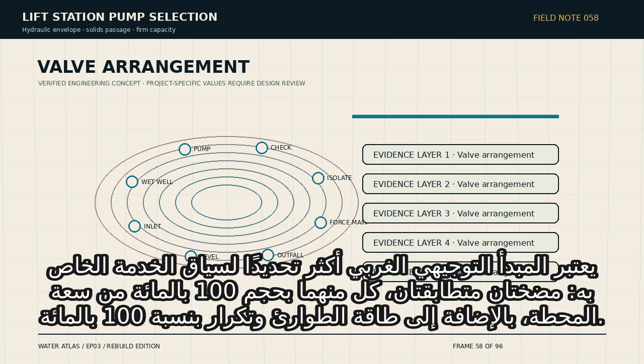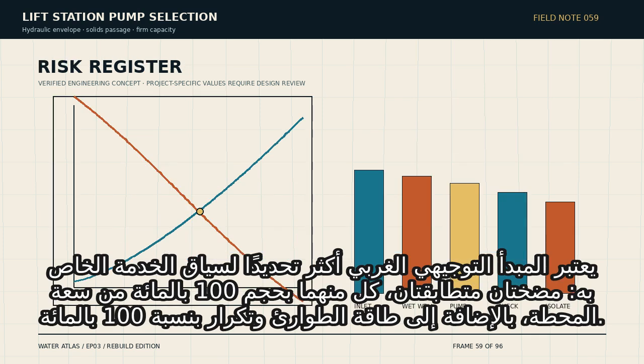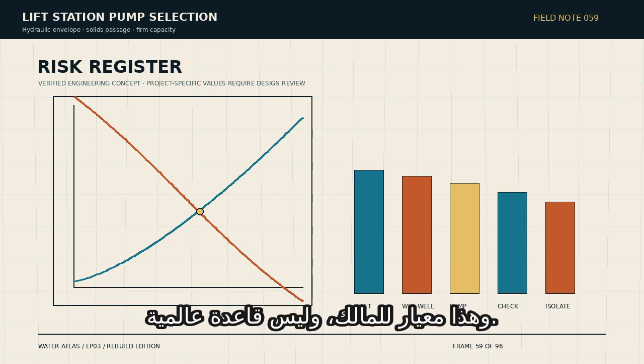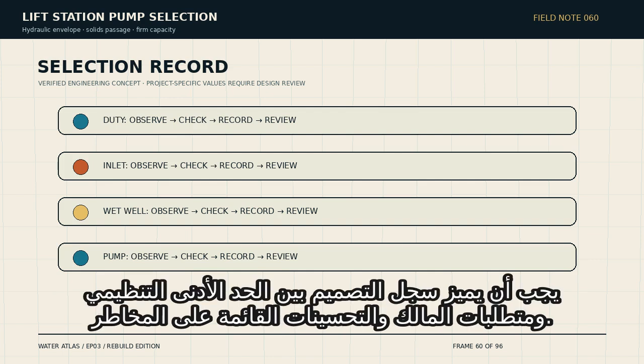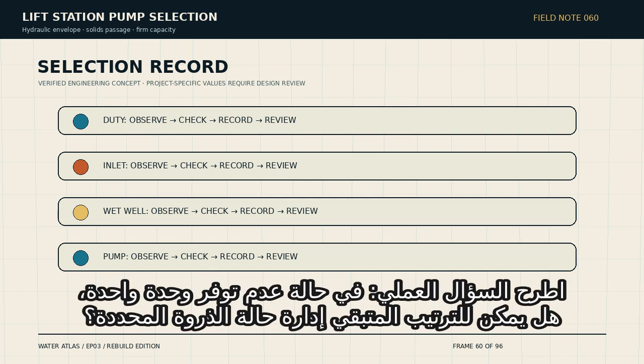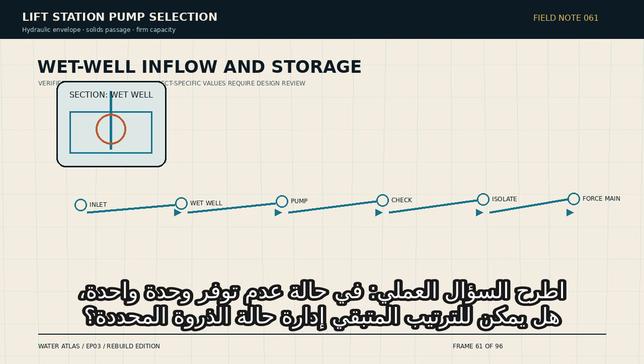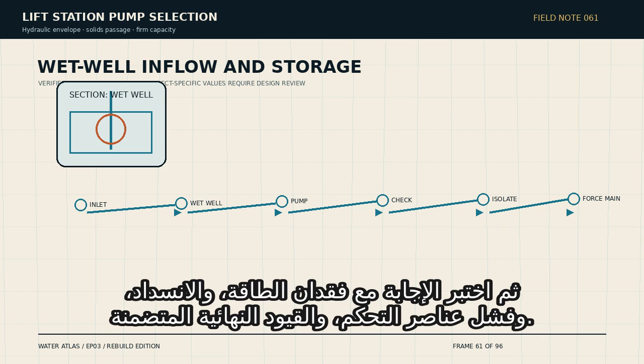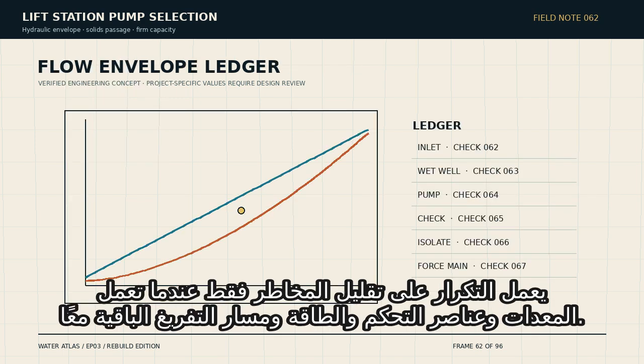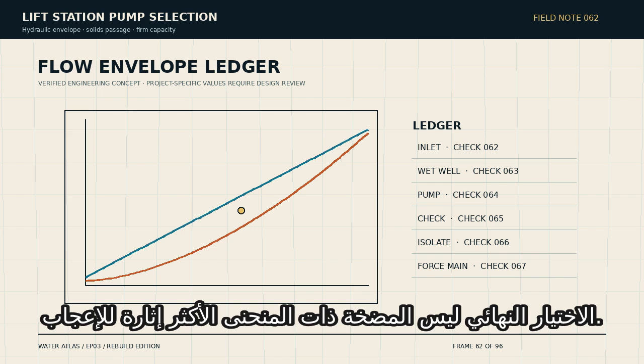The design record should distinguish regulatory minimums, owner requirements, and risk-based enhancements. Ask the practical question. If one unit is unavailable, can the remaining arrangement manage the defined peak condition? Then test the answer with power loss, blockage, controls failure, and downstream constraints included. Redundancy reduces risk only when the surviving equipment, controls, power, and discharge path work together. The final selection is not the pump with the most impressive curve. It is the reproducible decision that connects hydraulic cases, solids behavior, firm capacity, and failure consequences to evidence.